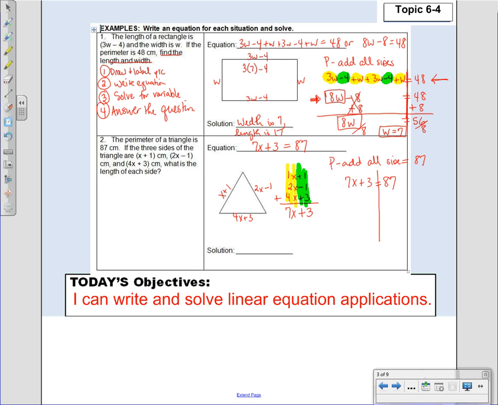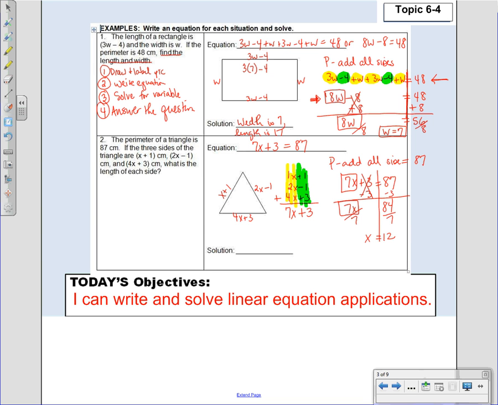Draw my line down the equal sign. Since I already added going up and down, I do not have any other things to combine, so I can skip straight to box the variable. We want to get rid of the 3 that's on the same side as the box, so subtract 3 from both sides. Gives us 7x in the box. 3 minus 3 is 0. 87 minus 3 is 84. Now we want to get x by itself, so we divide by the number that's in the box, so divide by 7. And 84 divided by 7 is 12.